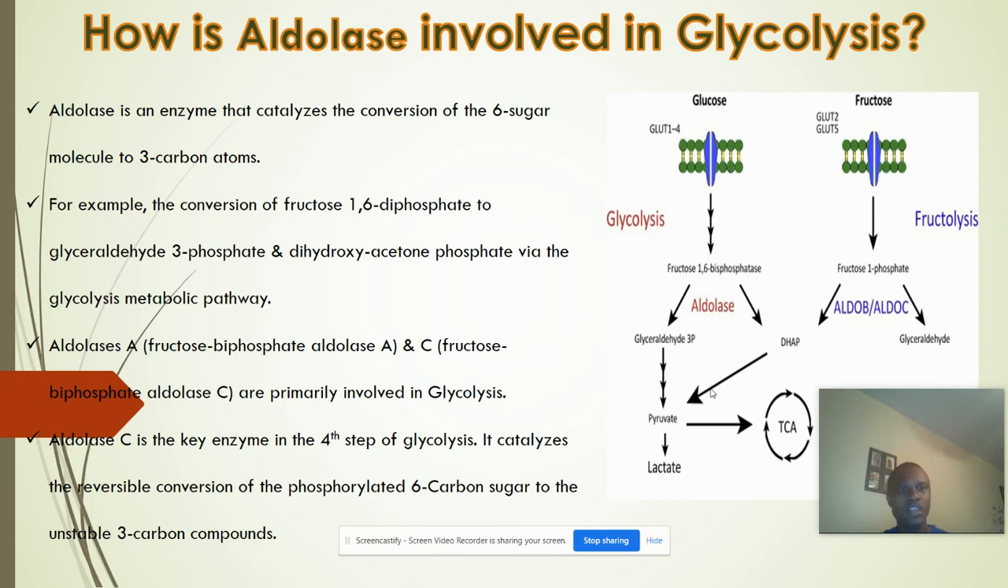Now, we have a family of aldolase. Here we have aldolase A, B, and C. They are all primarily involved in glycolysis. So the A and the C are mostly involved in glycolysis, while the B is primarily involved in both. So aldolase C is a key enzyme in the fourth step of glycolysis. It catalyzes the reversible reaction of the phosphorylated six carbon sugar to the unstable three carbon compounds that are eventually converted to pyruvic acid.